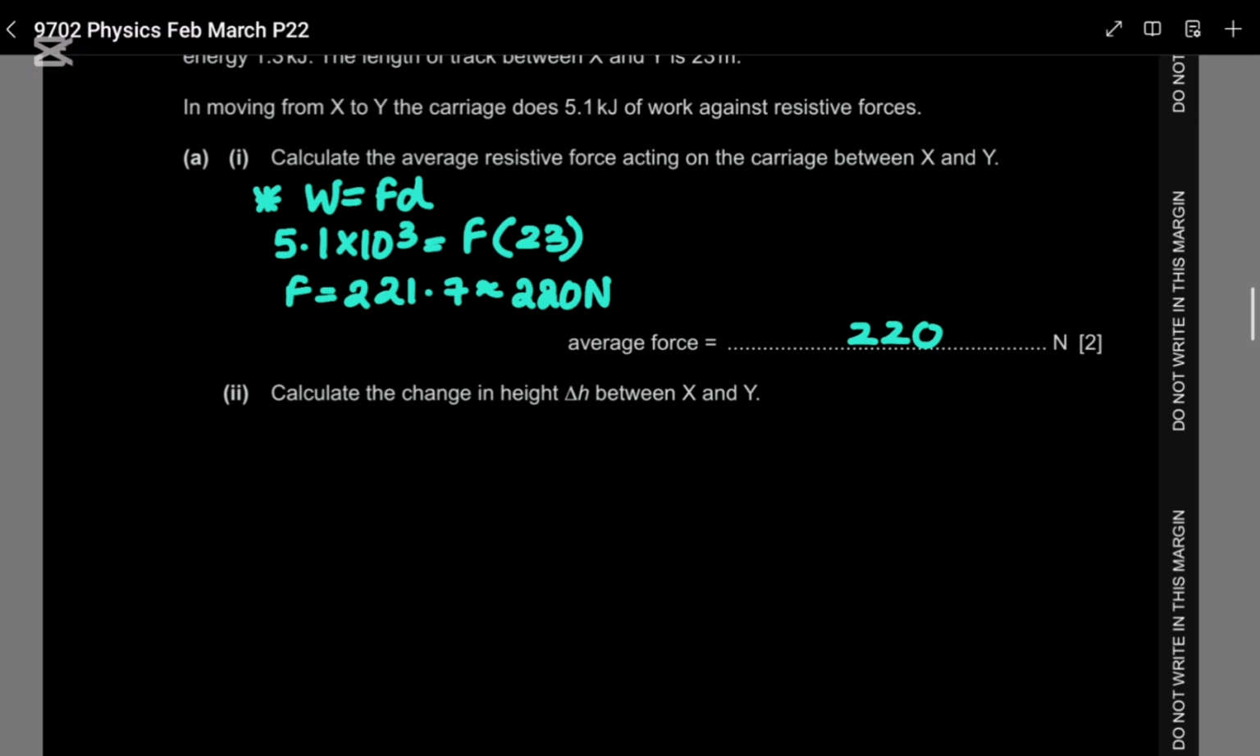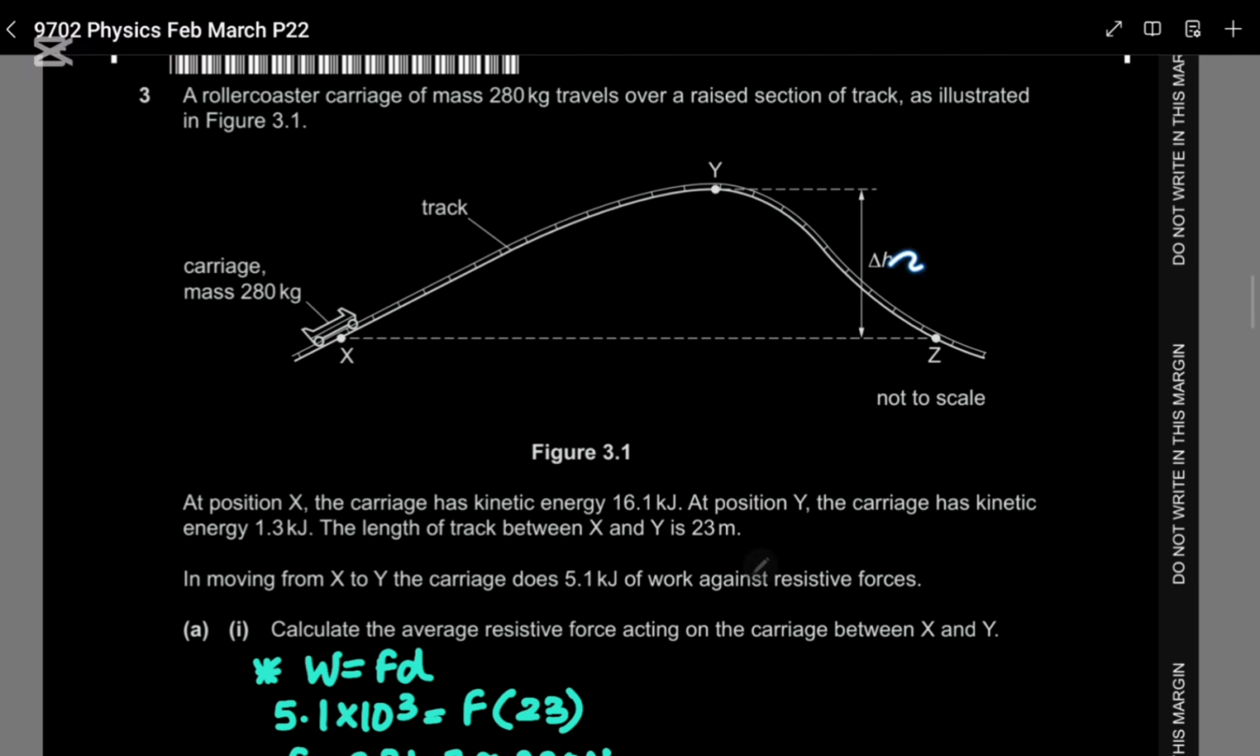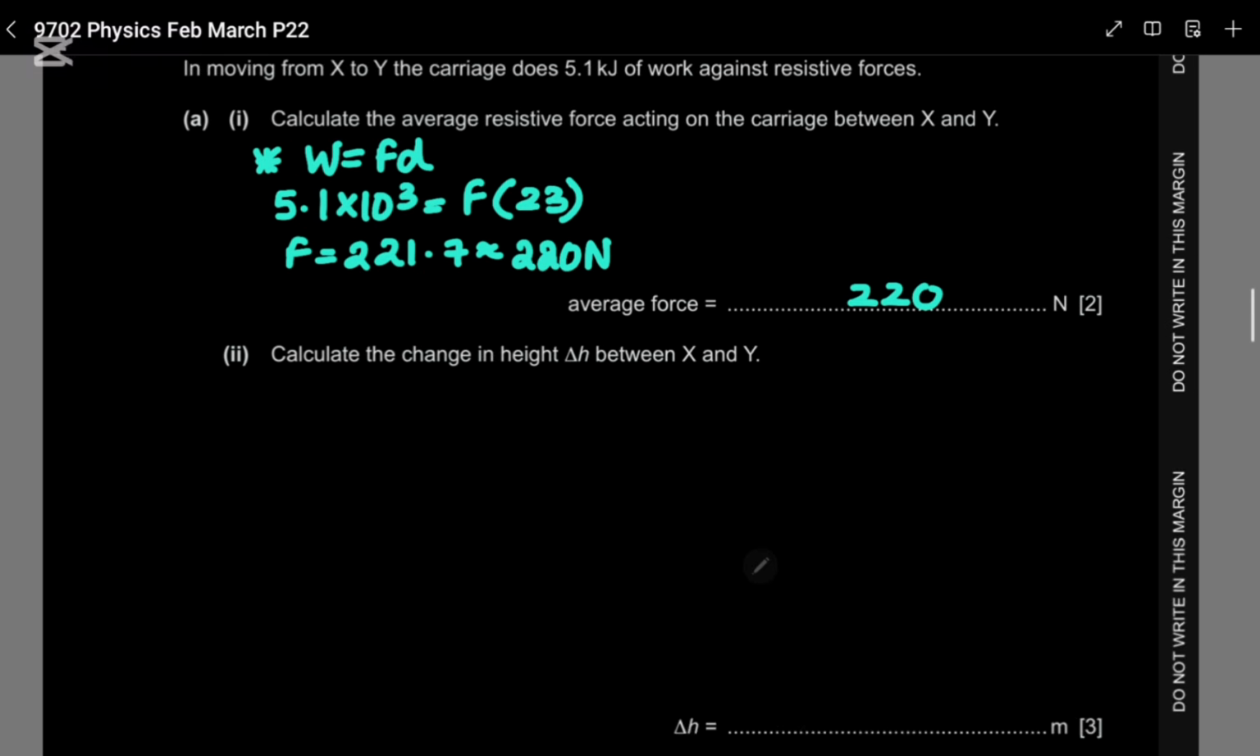Now part II, calculate the change in height delta H between X and Y. So they want delta H. And by the way, as we said, there's a loss of kinetic energy. So the loss of kinetic energy is going to be equal to the gain in GPE, because it's going up. The GPE increases because the height increases from X to Y, plus the work done against resistive forces, which is already given, 5.1 kilojoules.